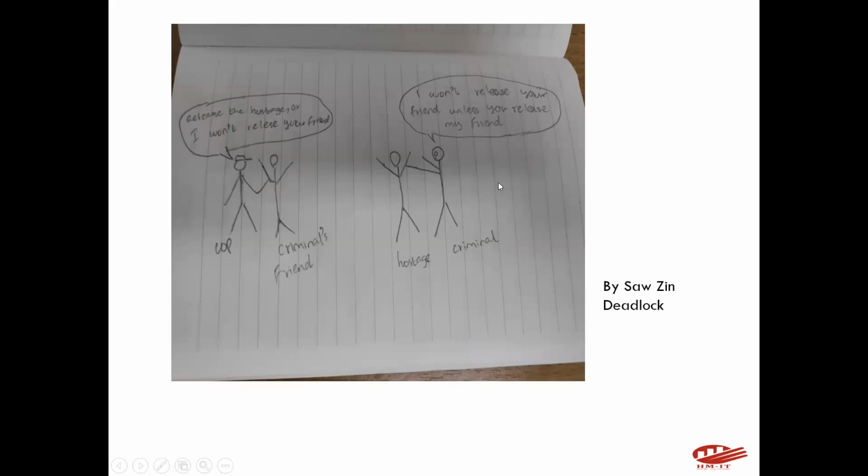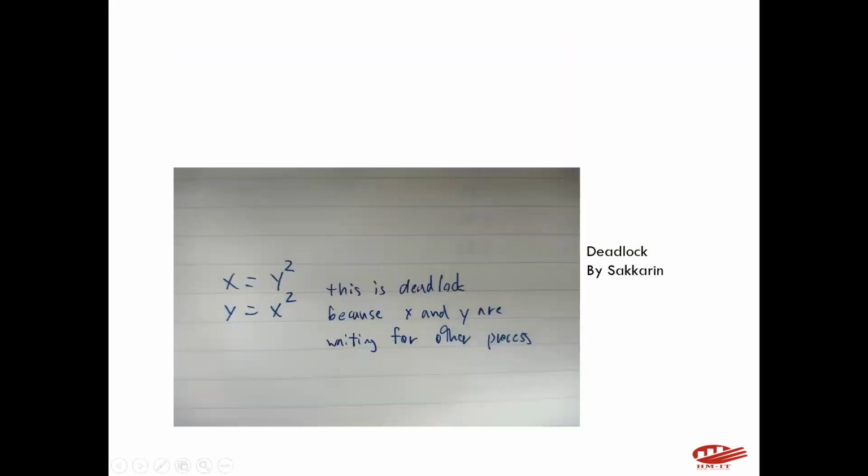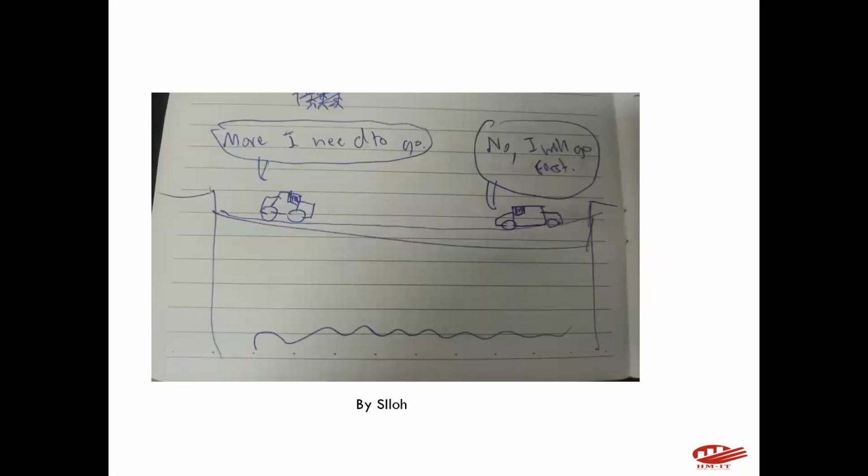So both are contradicting. Another case is Mr. Sakharine, which was deep mathematics here. This is a deadlock because X and Y are waiting for the other process. So this is Mr. Sakharine, and this is Mr. Zero Toto. Both want to move, but there is only a single way. If you don't let me go, I won't let you go.